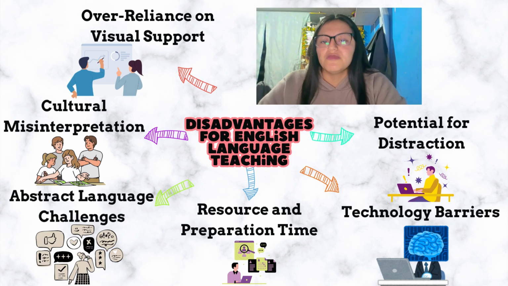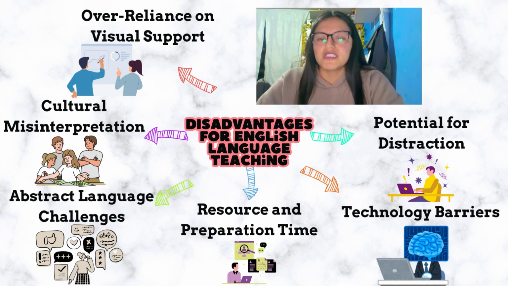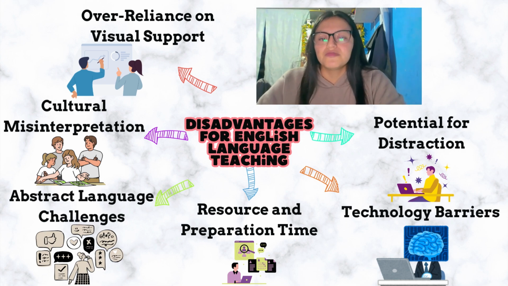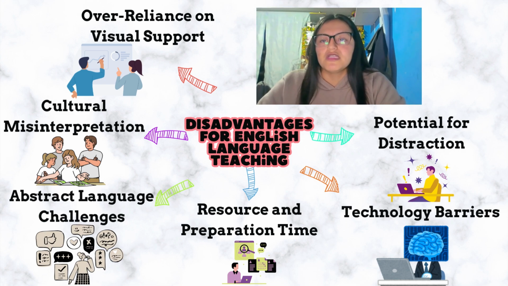5. Technological barriers. Requires reliable internet, devices, and technical infrastructure. 6. Potential for distraction. Overly entertaining or complex visuals can divert attention from language learning. 7. Limited grammar instruction.